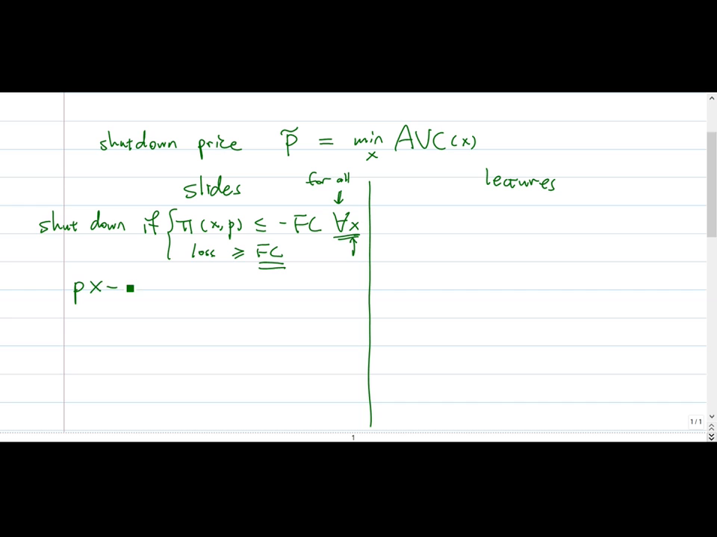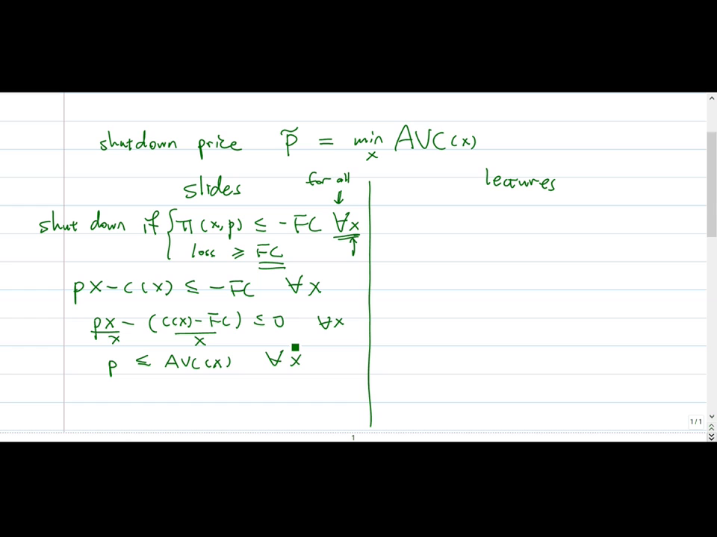So we have px minus cx. This is the definition of pi. px minus cx is less than or equal to minus FC. This is true for all x. Then doing some small algebra, we make FC appear on the left hand side and divide by x. We get P smaller than or equal to, moving this to the other side again, AVC(x) for all x.